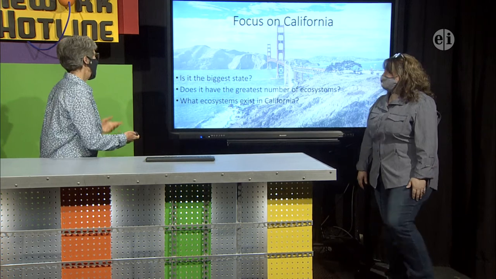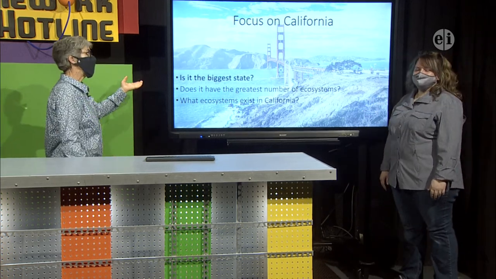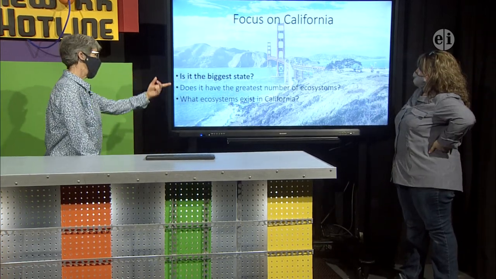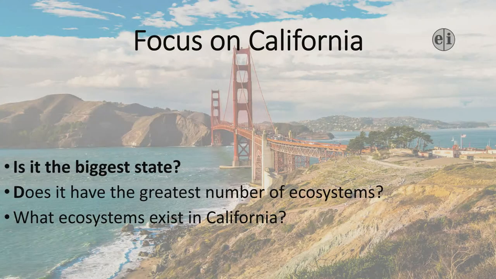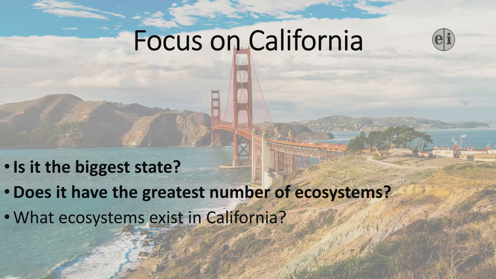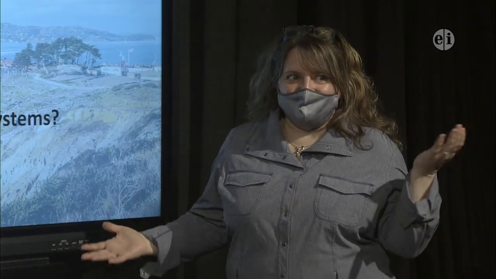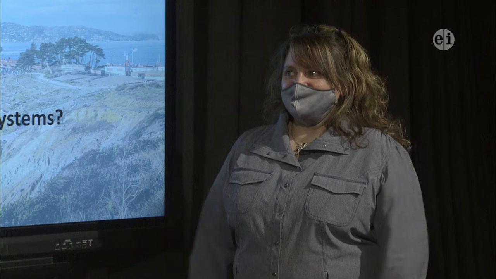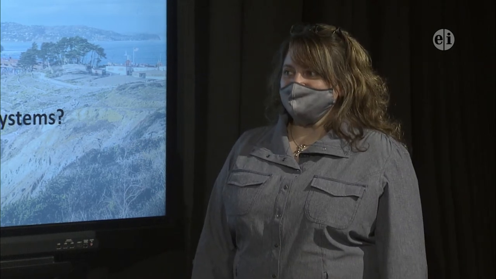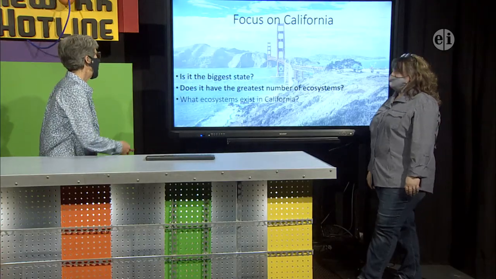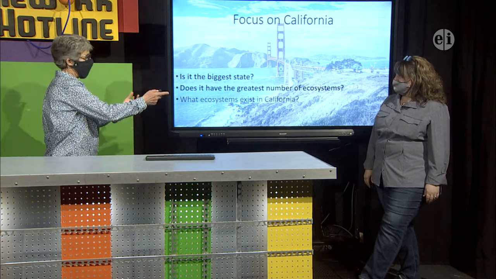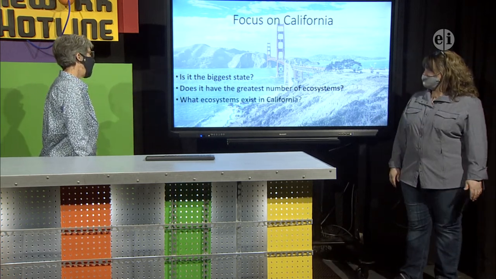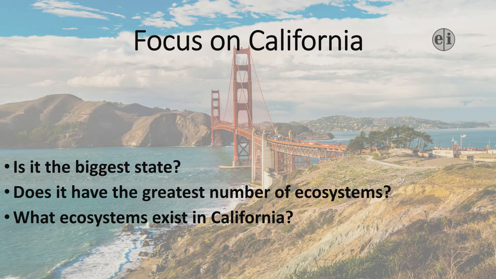Okay, so let's take a look. Is it the biggest state? That's a question we're going to answer in a second. You said it was big, and you're right. It's huge. It's a state that goes across different ecosystems, because we have mountains and desert, and the ocean. We are so diverse. The word diverse means just a variety of stuff. Does it have the greatest number? We already kind of answered that one. And then, what ecosystems exist in California? We're going to answer all those questions.